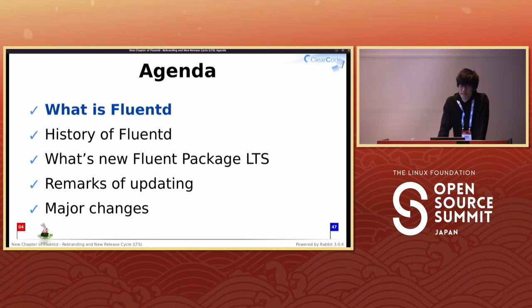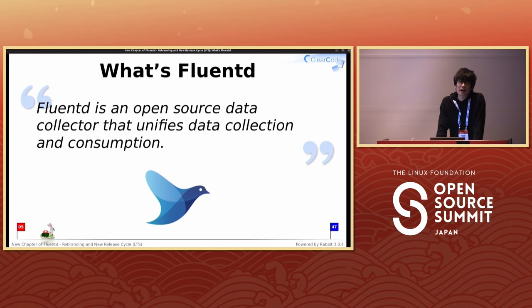So let's start with what is Fluentd. I'm sure everyone here has heard about Fluentd. The need to collect data continues to expand, and Fluentd is one of the best-known data collectors. Fluentd is an open source data collector that unifies data collection and consumption. It is stated on the official website, and it is used by so many companies and also forked over 1,300 times on GitHub. So Fluentd is a very famous product.